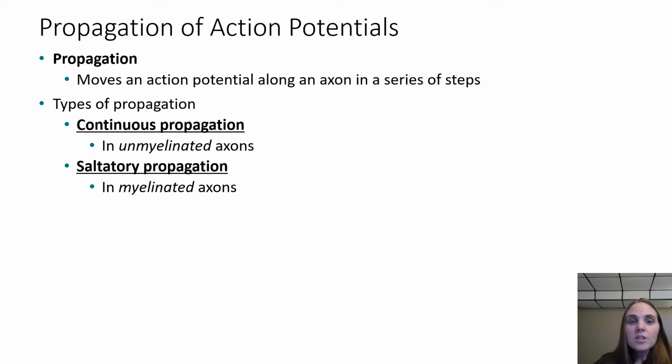So we have 2 different ways that we can move an action potential along an axon. And the movement of an action potential down an axon is called propagation. We have continuous propagation and saltatory propagation. Continuous propagation occurs in unmyelinated axons. Remember, we talked about myelin in the last lecture. We have myelinated and unmyelinated axons. So in our unmyelinated axons, it's called continuous propagation, and our myelinated, it's called saltatory propagation. So let's take a look at those 2 types.